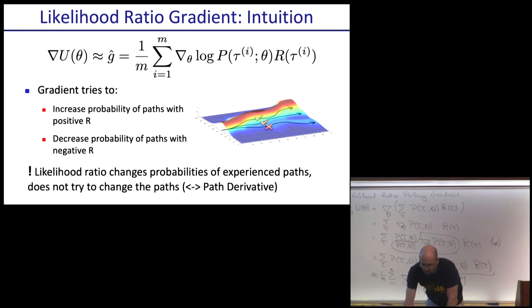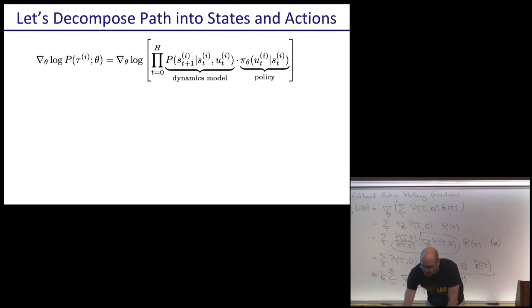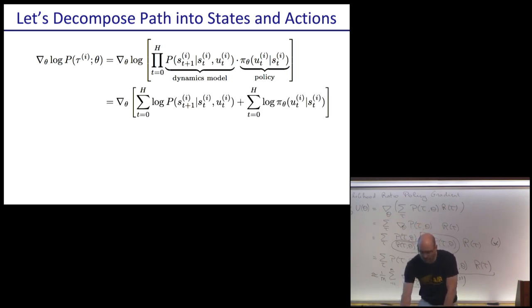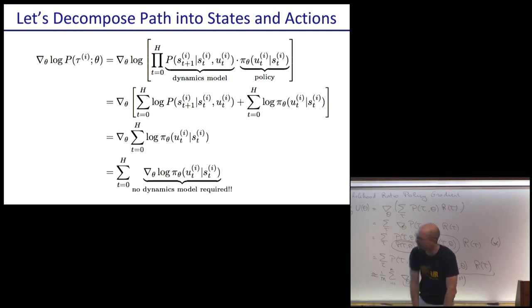So you're just trying to change the probabilities of experienced paths. You're not trying to actually change the paths themselves. Then we saw that grad log probability of trajectory might look scary because it has a dynamics model in the probability, but actually if you look at the gradient, the dynamics model will not participate, and we get something that does not require a dynamics model to evaluate.